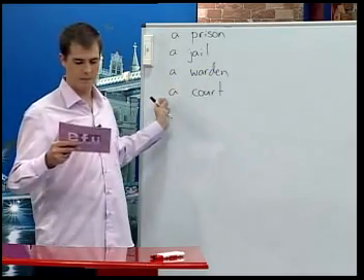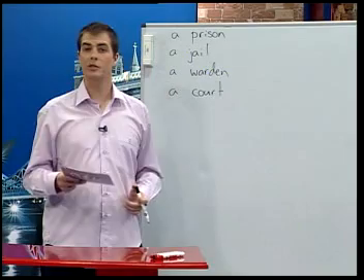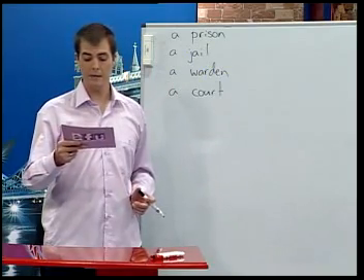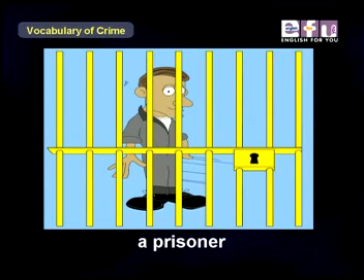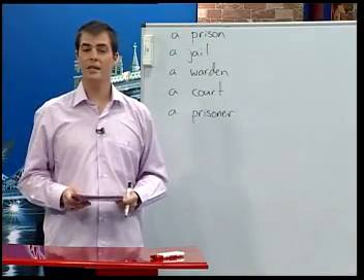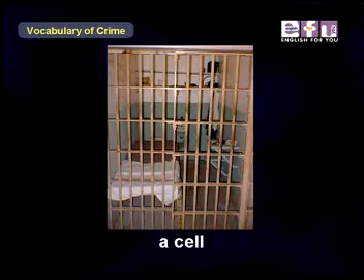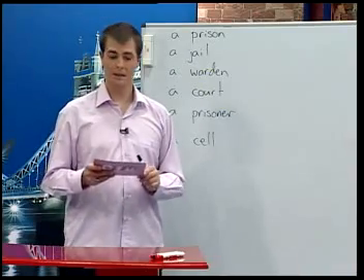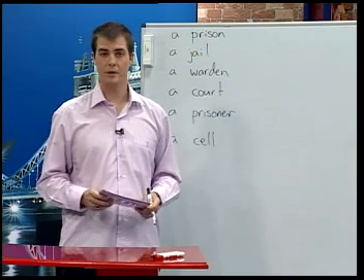A court is a building or a room where all the information concerning a crime can be given so that it can be judged. Now we have a prisoner. A prisoner is someone who's kept in a prison or a jail as punishment for a crime. Okay, a cell. A cell is a small room in a prison where a prisoner sleeps.